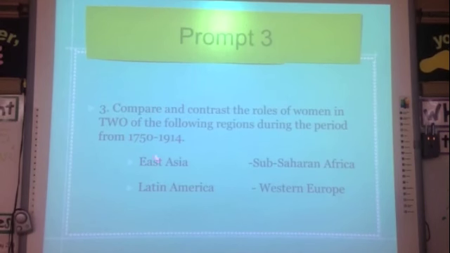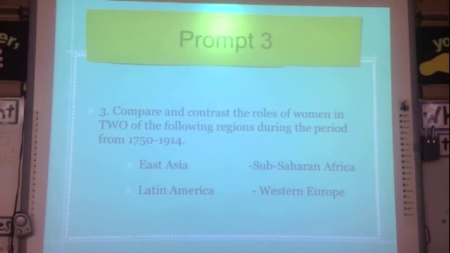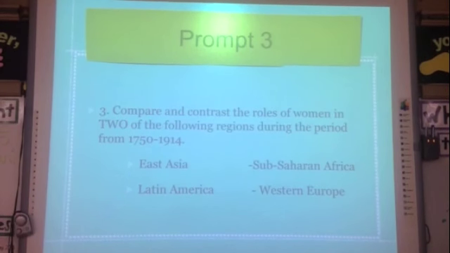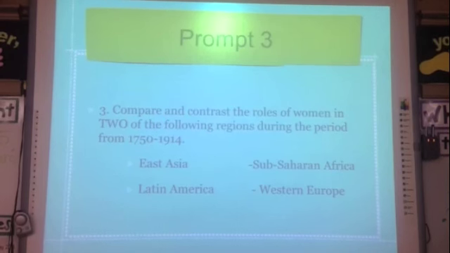Again, now you have to look at this, it says 2. So you're going to pick 2. We recommend that you pick the 2 you know most about. We recommend to do either 2 similarities and 1 difference, or 2 differences and 1 similarity. That is what we recommend.